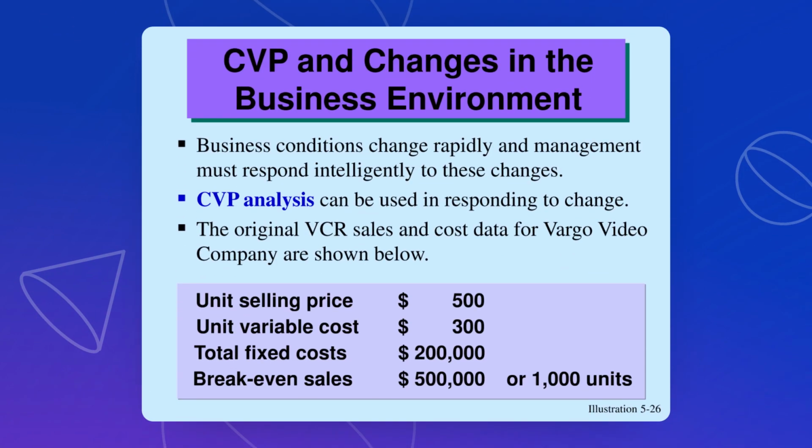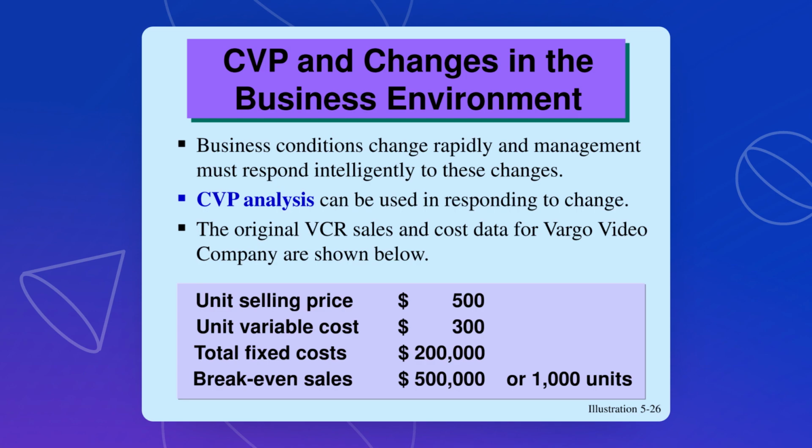So, we go now to this mini MBA to explain more about our CVP analysis. CVP analysis can be used in responding to change. The original VCR sales and cost data for Vargo Video Company are shown below. You have your unit selling price of 500, unit variable cost of 300, fixed cost of 200, and break-even sales at 500 or at 1,000.